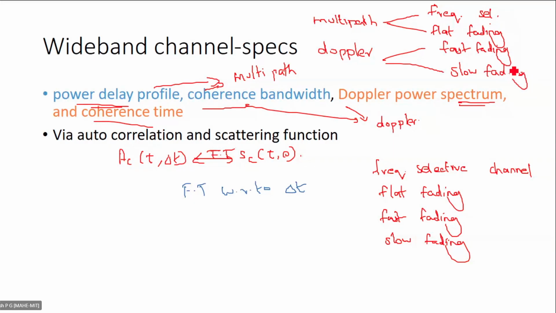So what I'll be doing today is describing the frequency selective and flat fading channel, which is due to the multipath, and I won't describe the fast fading and slow fading channel, which is due to the Doppler effect today. So in today's class, we'll be seeing the frequency selective channel and flat fading channel, and we'll leave the next topic, that is the effect of Doppler effect, to the next class.